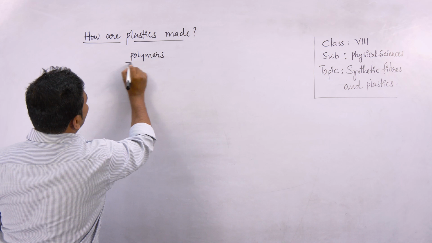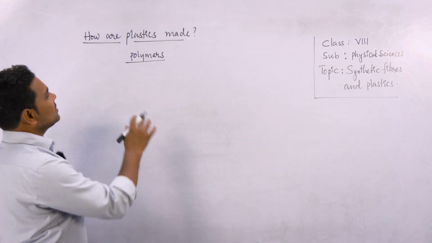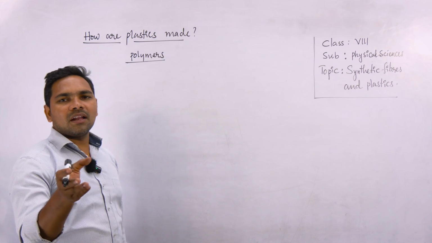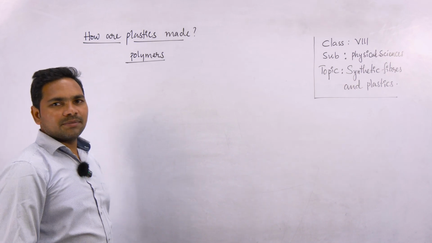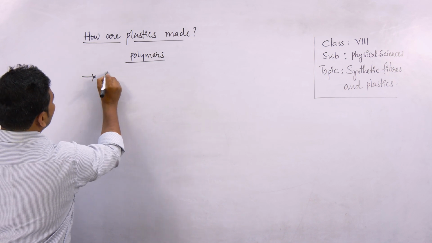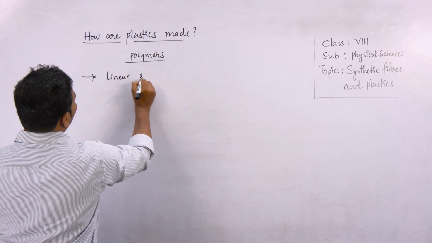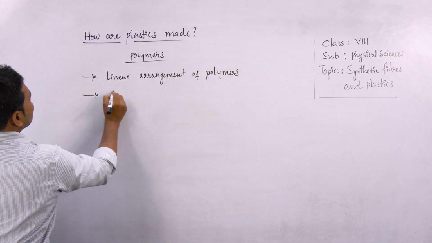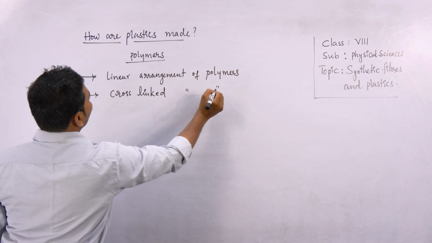But what's the difference in making synthetic fibers and plastics? Here in plastics, the polymers are arranged in different ways. Okay, for these polymers, there are two ways of arrangement. One is a linear arrangement of polymers. Second is a cross-linked arrangement of polymers.